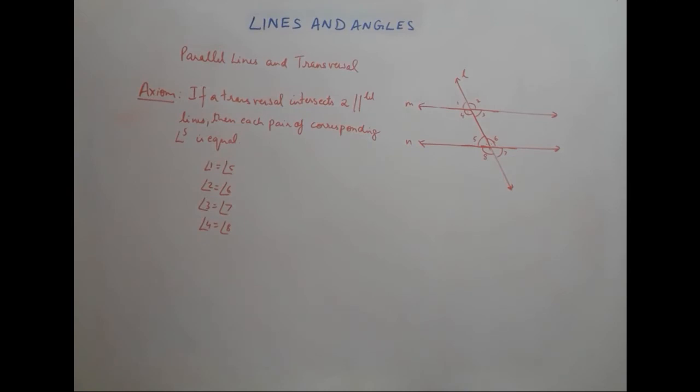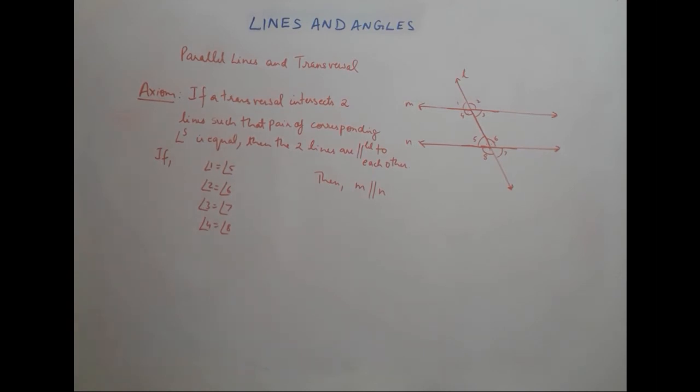So this is what it means. Let's move to the next axiom. The next axiom says if a transversal intersects two lines such that a pair of corresponding angles is equal, then the two lines are parallel to each other.